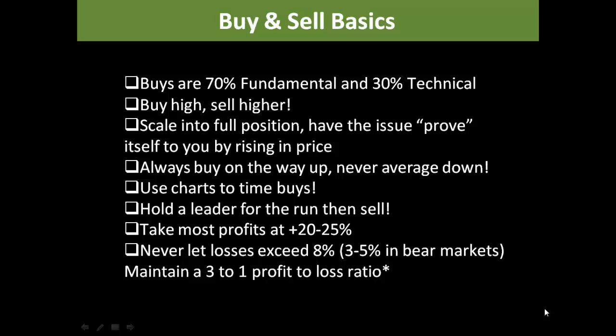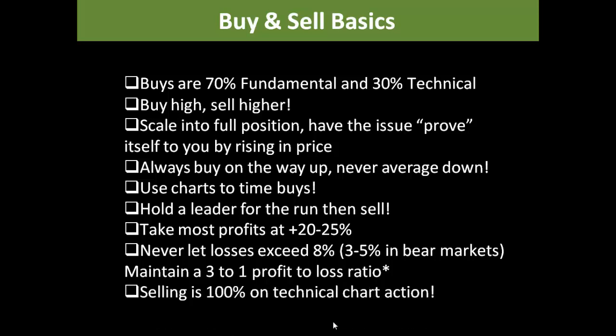In a bear market, you're going to adjust these numbers. The main thing is you want to try to keep a 3 to 1 profit to loss ratio. So in a bear market, you might take profits at 10 to 15% and cut at 3 to 5% for your losses. Whereas in a bull market, you would try to hang on for the 20 to 25% profit and maybe give it 7 to 8% to fall before you exit. And selling is based on 100% technical chart action.